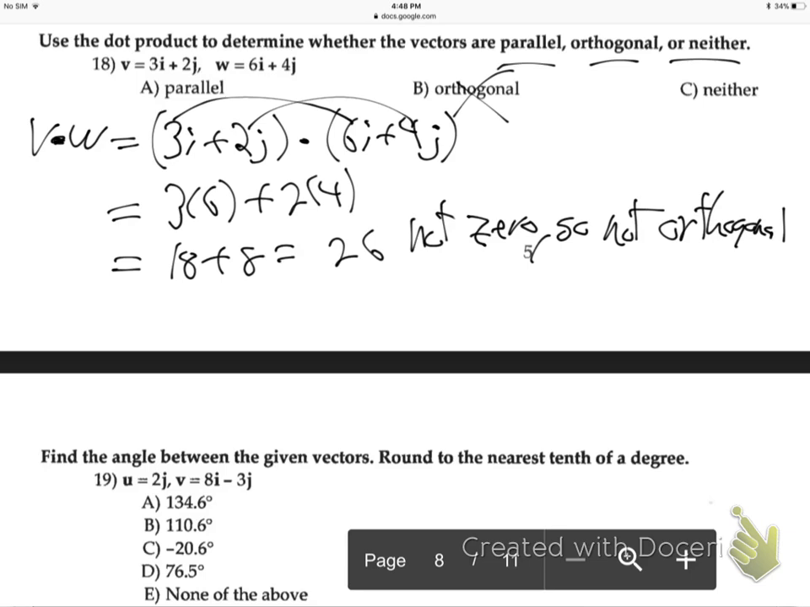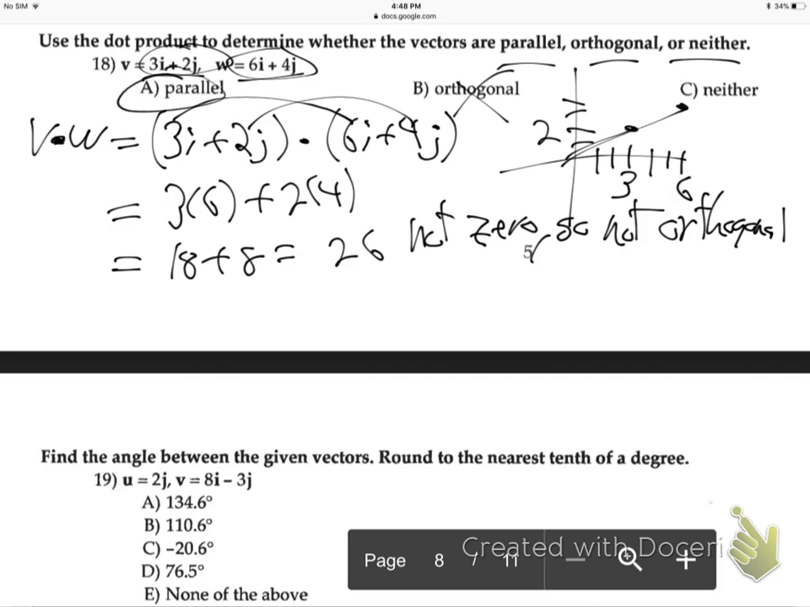Yeah, they are. Look at them on a picture. This one's over 3 up 2, and this one's over 6 up 4. See, they're on the same line. They're parallel, right? This one's just double that one. Just by looking, you can tell they're parallel.